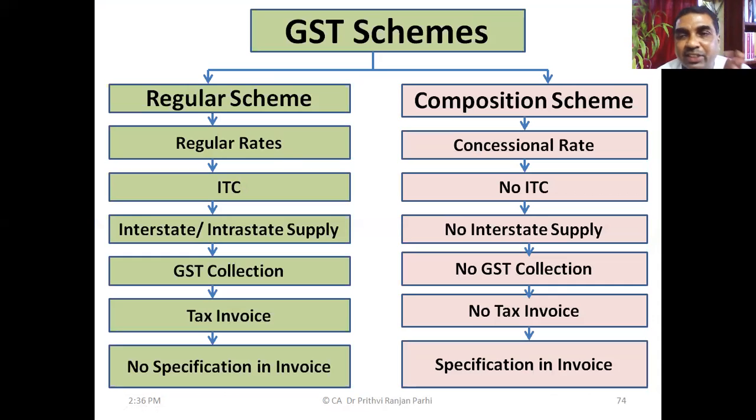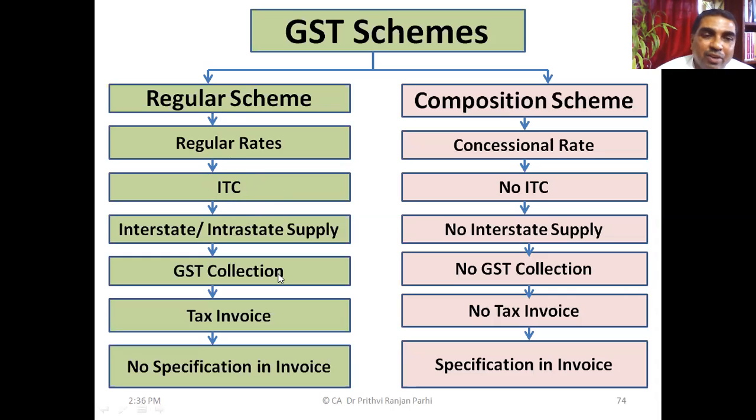We had seen it earlier. That schedule specifies that in some cases it is 18%, in some cases 28%. Different rates are there, and they are called regular rates. Regular rates will be applicable if the supplier opts for the regular scheme. And if you are opting for the regular scheme, one important feature is that one can also avail input tax credit. You know what input tax credit is. We will learn it in detail, but right now you already know the basic things.